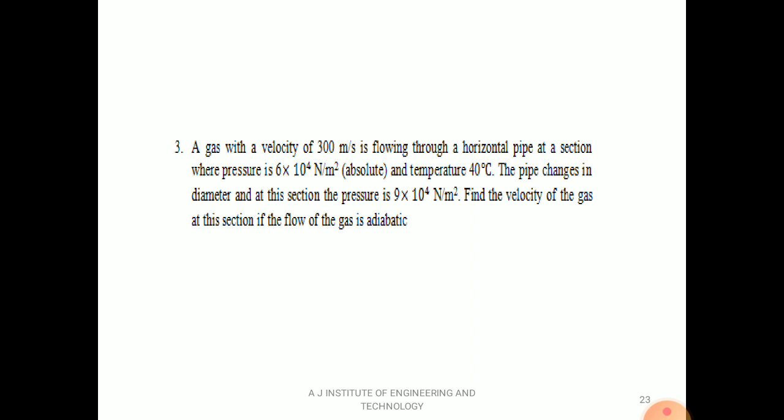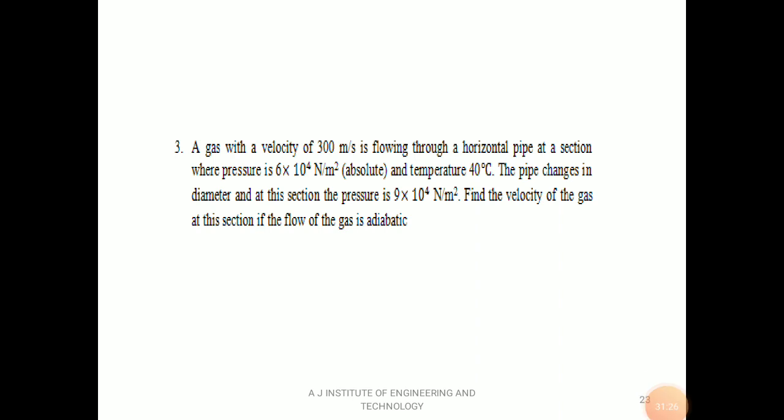The pipe changes in diameter, and at this section the pressure is 9 into 10 to the power 4 Newton per meter square. That's P2 is 9 into 10 to the power 4 Newton per meter square. There is again absolute pressure, so no need of conversion here also. Find the velocity of the gas at this section if the flow of this gas is adiabatic. V1 is given as 300 meter per second. You are supposed to find the V2 value here.